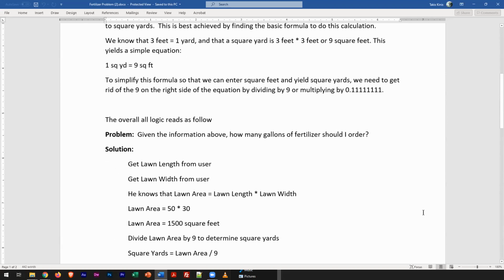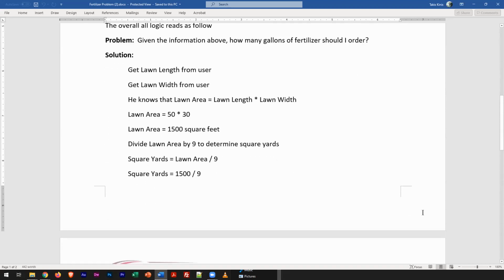And so it mechanically goes like this. The problem ultimately is, how many gallons of fertilizer should I order? That's really the problem. And so the first thing he does is he gets the length of the lawn, then he gets the width of the lawn. Those are inputs. Those would be in parallelograms, right?